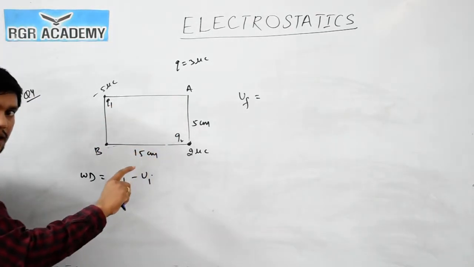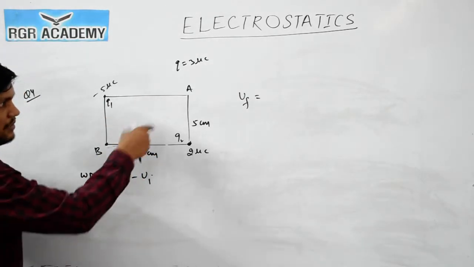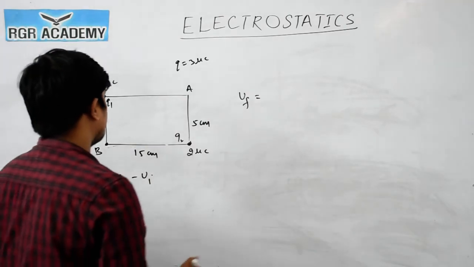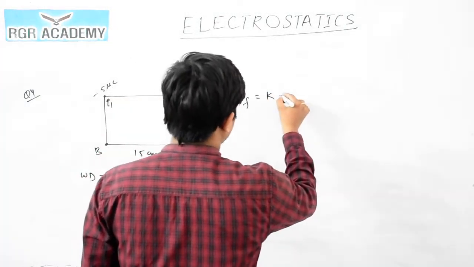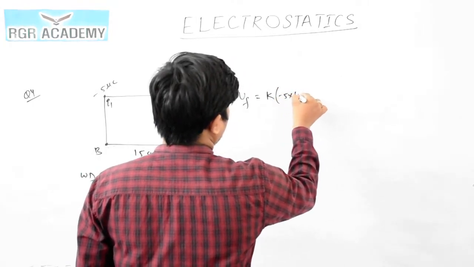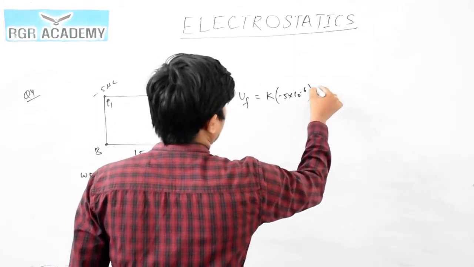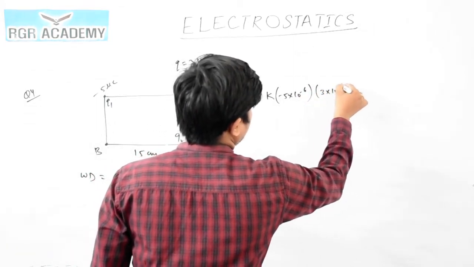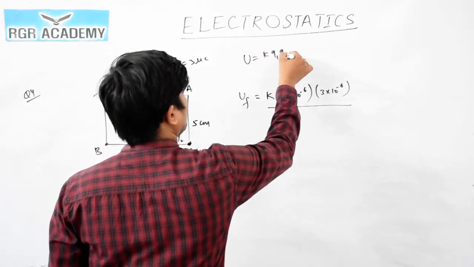But when you write down the initial potential energy, the potential energy of q1 and q2 will cancel out. So the final I will write as k into q1, where q1 is minus 5 into 10 to the power minus 6, into q2, that is 3 into 10 to the power minus 6, divided by r. Potential energy is given by k q1 q2 by r.